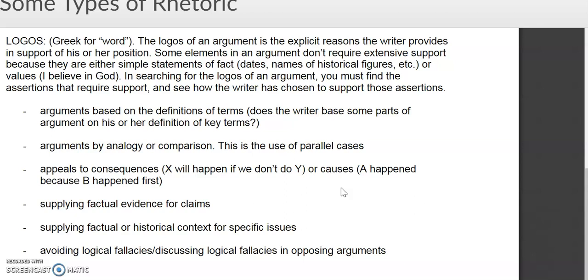Sometimes it's irresponsible. You can talk about cause and effect, appeals to consequences or causes. As we know from logical fallacies, there's a way to do this badly, but there's also ways to do it well, to really research. And again, think about all of the stuff that's happening right now. If we stay home this much, we'll reduce things by this much, computer modeling, comparisons to Italy, things like that. These are all part of the logos of an argument, supplying evidence for claims, historical context for specific issues, avoiding logical fallacies, or revealing logical fallacies in other people's arguments. These are just some examples of logos.